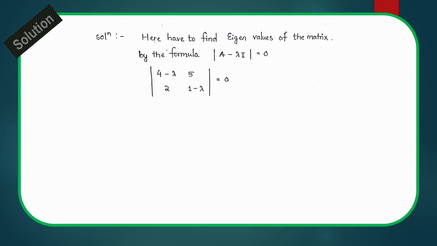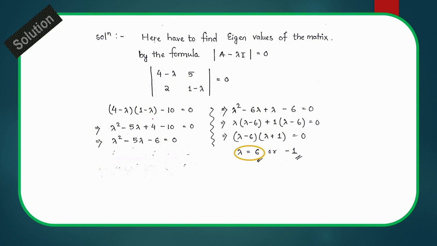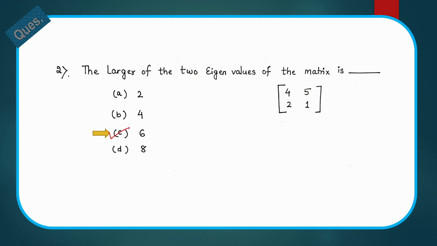Here we have to find the eigenvalues of the matrix by the formula determinant of A minus lambda I equal to 0. So the determinant of 4 minus lambda, 5, 2, 1 minus lambda equal to 0. By solving we get a quadratic equation, and by factorizing we get lambda equal to 6 and lambda equal to minus 1. Among 6 and minus 1, the larger value is 6. So the answer is 6.